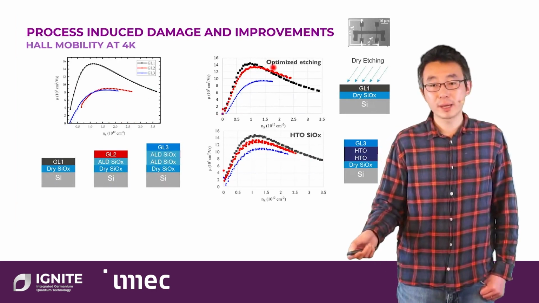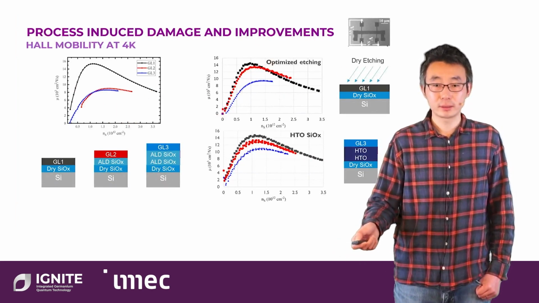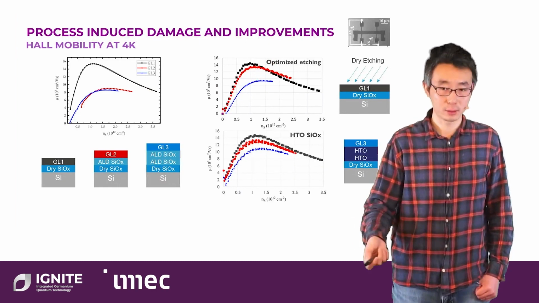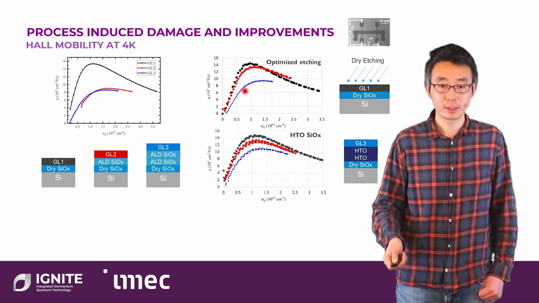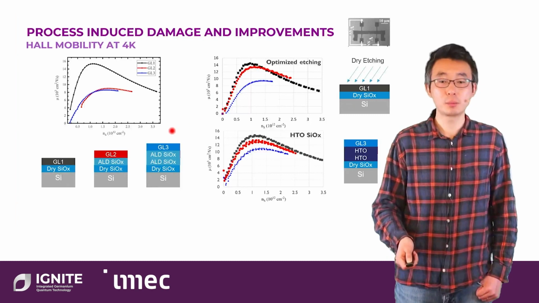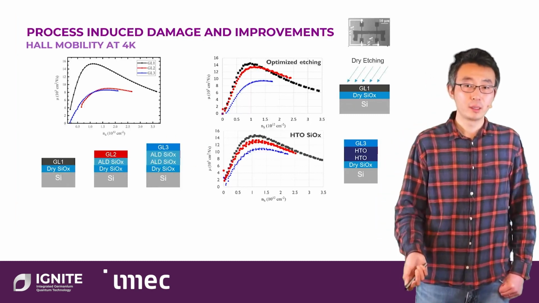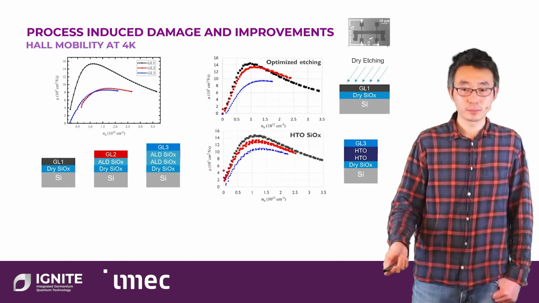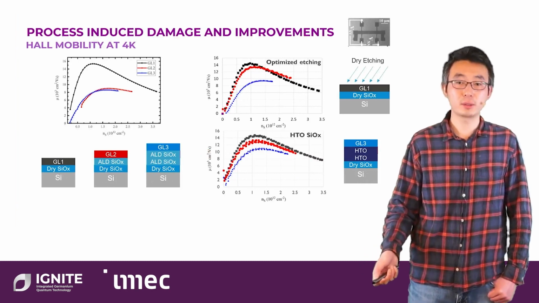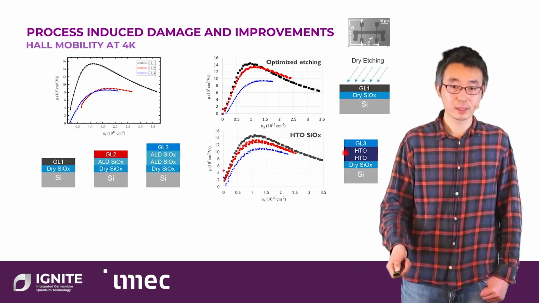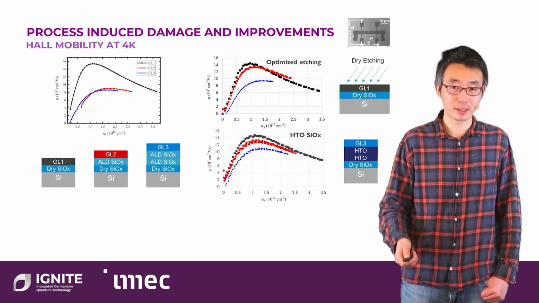So we can actually optimize the etching process, so the gate layer 2 performance can be recovered. But for gate layer 3, because it sees more etching, and on top of that, there's also the deposited silicon oxide, which is not ideal. So if we change that to the high temperature oxide, the gate layer 3 mobility can also be recovered.